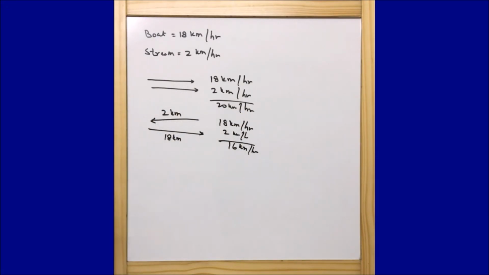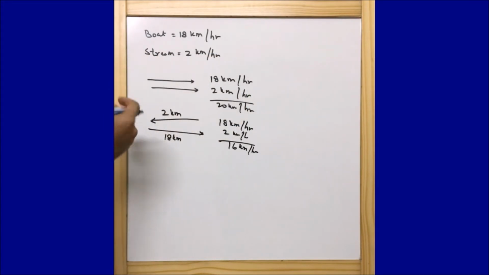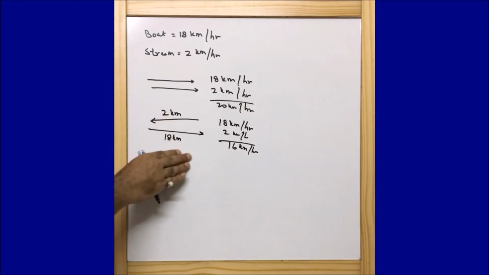And if the speed of the boat were 18 km per hour and the speed of the stream were also 18 km per hour, then what would have happened? The boat will not move, it will stand still there, because the boat speed and the stream speed will not allow the boat to move. The overall effect becomes 0, because 18 minus 18: the boat speed is 18 km per hour upstream, while the stream is flowing the other way at 18 km per hour, and it becomes 0. As a result, the boat will not move.